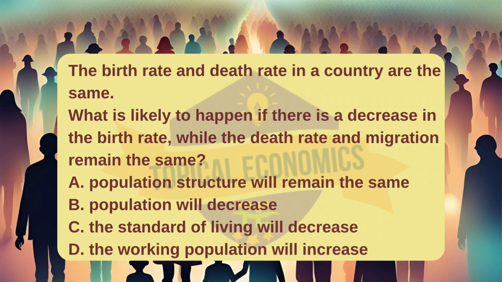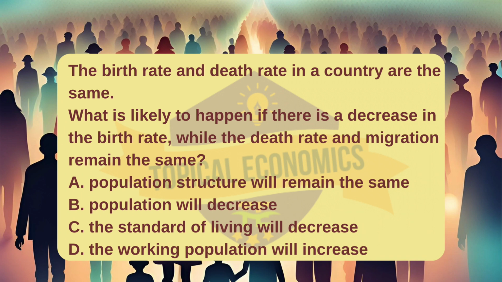Population will decrease. If the birth rate decreases while the death rate and migration remain the same, there will be fewer births than deaths over time, leading to a decline in the population. Since the death rate remains unchanged and there are fewer people being born, the population will gradually shrink. Even if migration is not a factor in this case, a declining birth rate without a compensating factor would result in overall population decrease. Analyzing the other options.